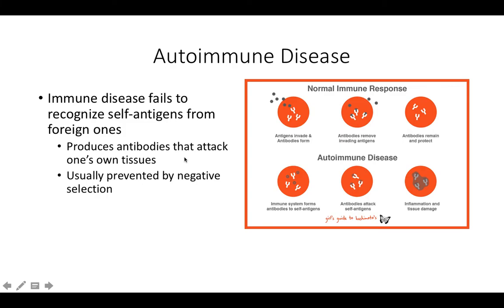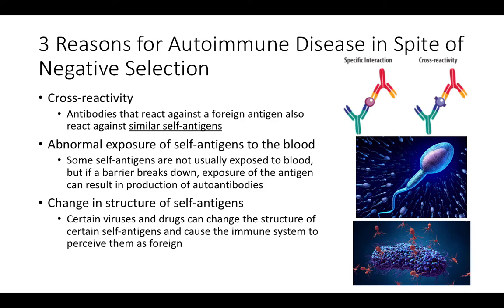So you might be saying to yourself, well, what about negative selection? We talked about how negative selection keeps this from happening, right? It presents your developing T and B cells with cells of your own body, or antigens or antigen-presenting cells of your own body, and if they bind, those cells don't survive. Well, there are 3 reasons that this happens in spite of negative selection. So the first is called cross-reactivity, and that's what you see up here.